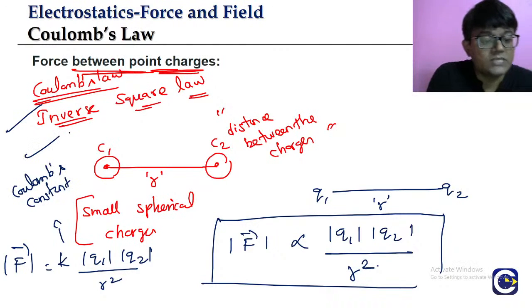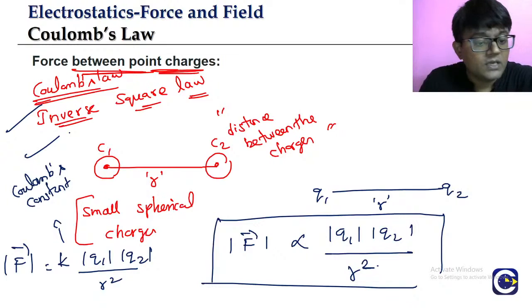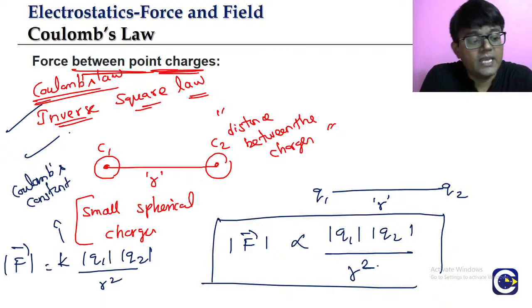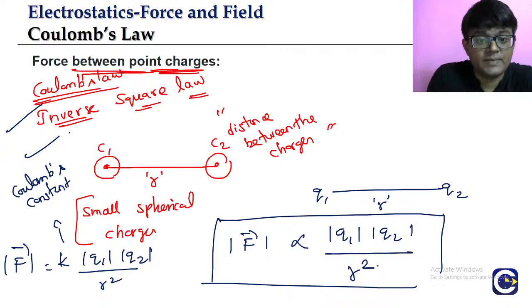So Coulomb's law gives us what? It gives us the expression for the magnitude of the force between two charged particles, the force of attraction or repulsion, right? The magnitude is given by K into mod q1 into mod q2 by r square. This is based on the experiments that he has conducted.